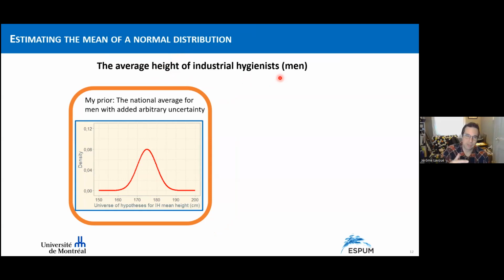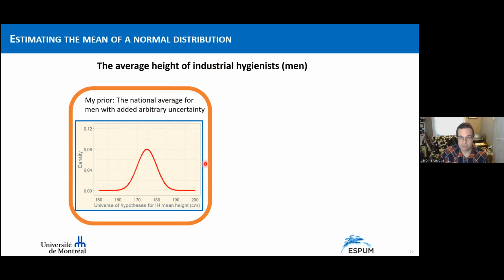And the population of interest is the mean of the height of male industrial hygienists. I chose industrial hygienists because this is my population, and men, because in order to not mix men and women: if you mix men and women, the distribution of their height is going to have two summits, because men and women don't have the same height distribution. So this is our problem. We want to estimate the average, the mean of the height of industrial hygienists.